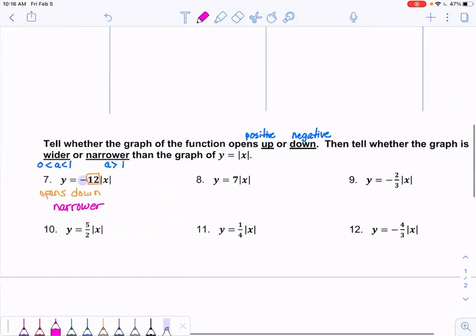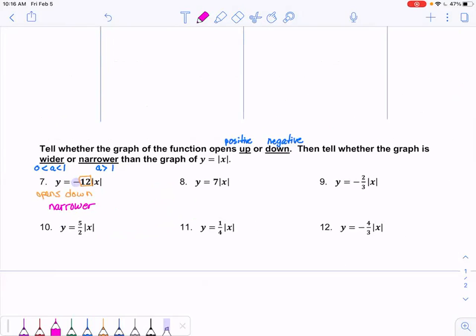So your homework is to finish this worksheet. Those last 6 problems hopefully would be pretty straightforward. You're just writing 2 different statements for them.